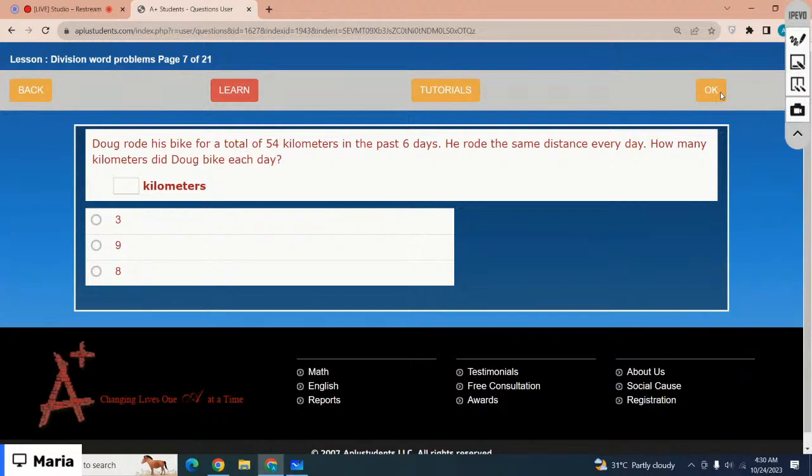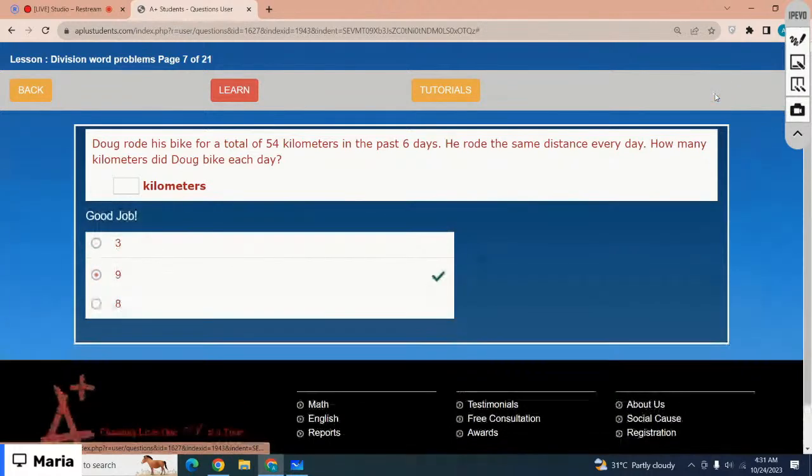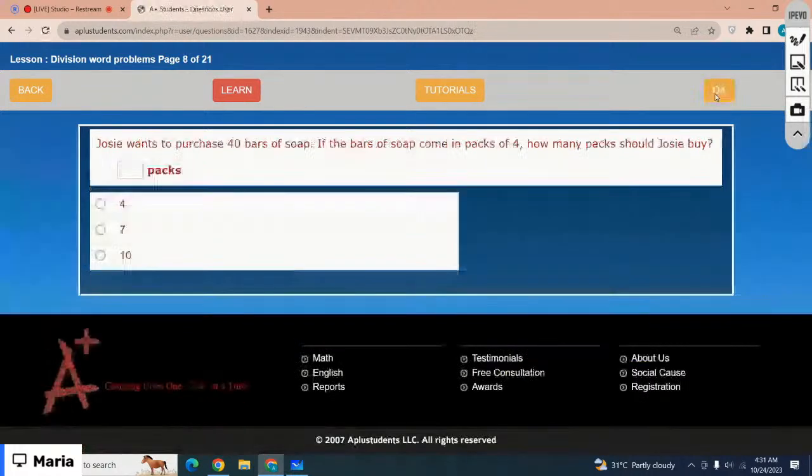Very good. That would be 9. 6 times 9 is 54. So that means each day he can cover 9 kilometers. The correct option is 9. Please write the answers in one go.